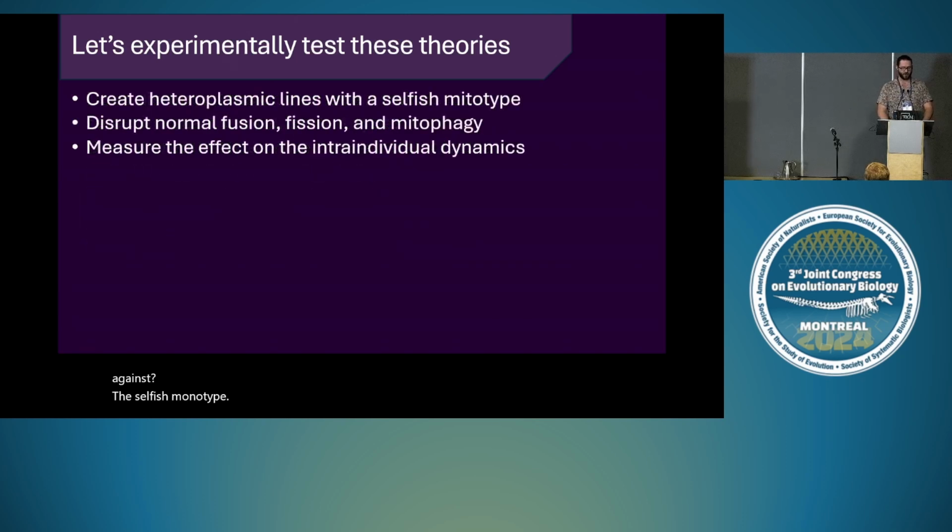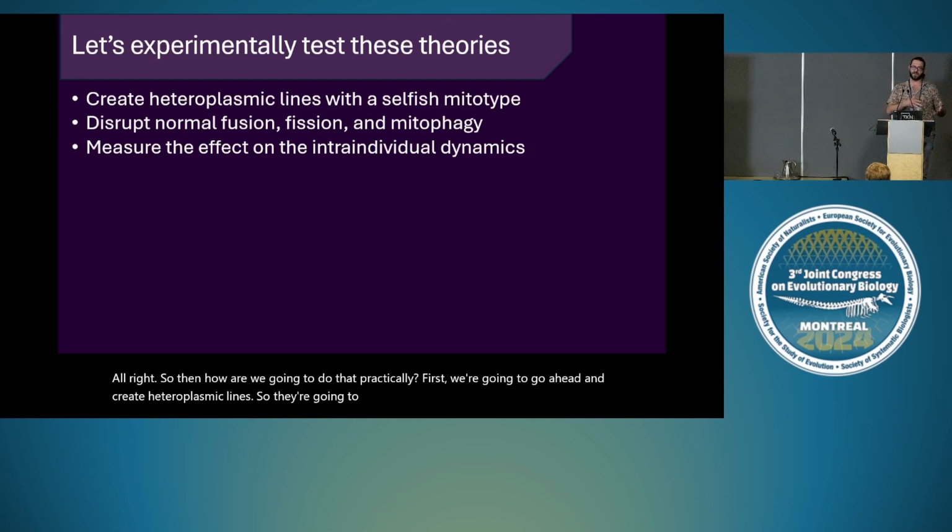All right, so then how are we going to do that practically? Well, first we're going to go ahead and create heteroplasmic lines, so they're going to have a selfish variant and a healthy wild-type variant present within the same cell. Then we're going to go ahead and disrupt these homeostatic processes. And finally, we're going to measure the effects that these disruptions have on the intra-individual dynamics of this mitotype.